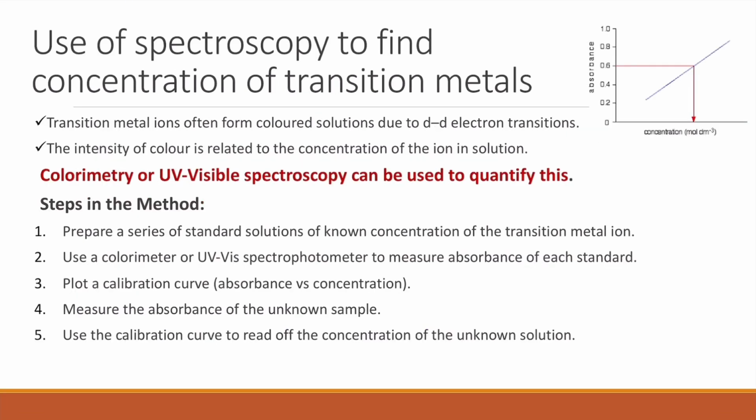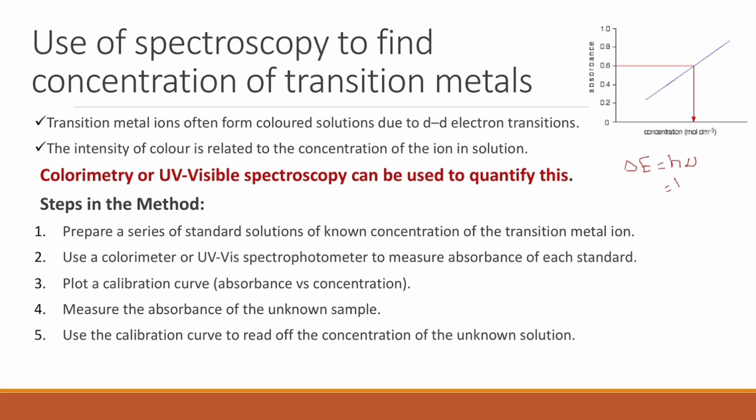We can use spectroscopy to find the concentration of the transition metals. Transition metal ions usually form these colored solutions due to the d-d electron transition. The amount of energy that an electron absorbs in order to be excited from one level to another can be calculated. So the delta E, or this energy that was absorbed, equals the Planck constant times the frequency, and the frequency is in second to the minus one, or hertz.